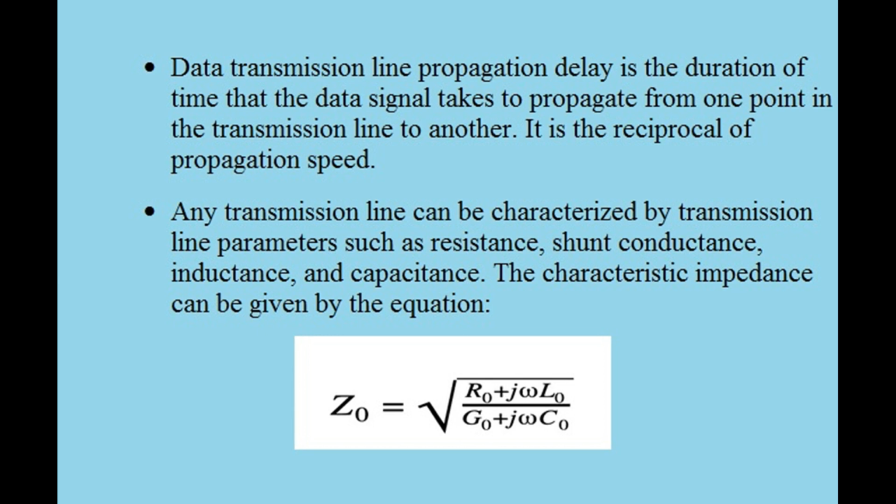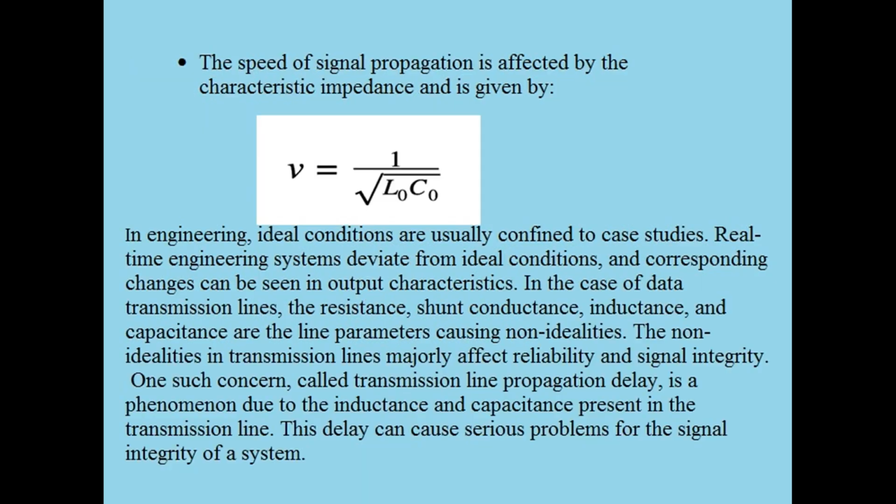The characteristic impedance can be given by the equation. Speed of signal propagation is affected by the characteristic impedance and is given by Z0 equals square root of inductive impedance divided by capacitive conductance. The speed of signal propagation is affected by the characteristic impedance and is given by frequency equals 1 divided by square root of inductance times capacitance.